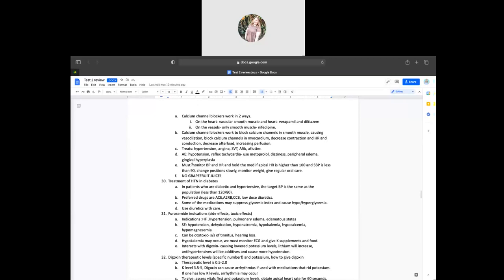Before we give this medication, we must monitor the apical heart rate and the blood pressure. We have to take that apical heart rate for 1 minute. Remember, you're going to put it in that space there, and we're going to take it for 1 minute. And if the apical heart rate is higher than 100 and the systolic blood pressure is less than 90, we must check it.